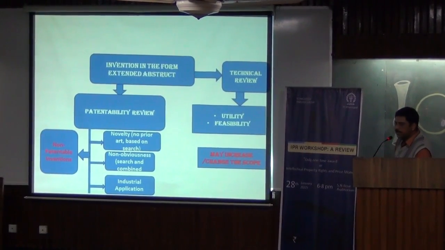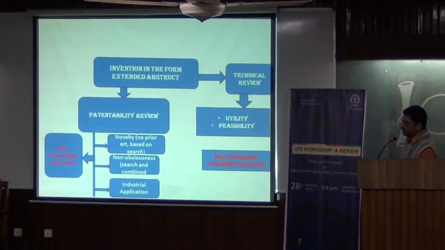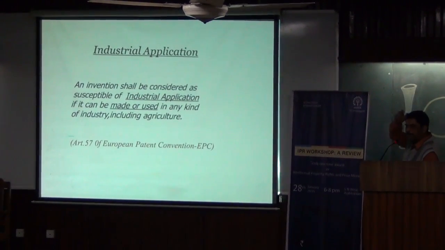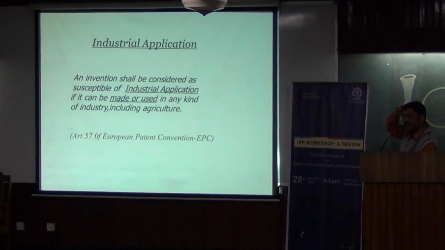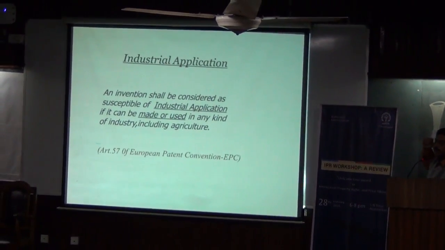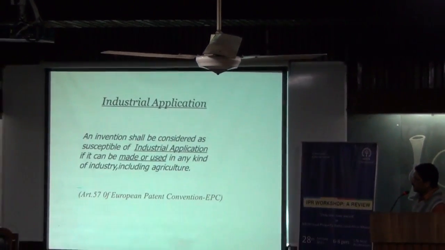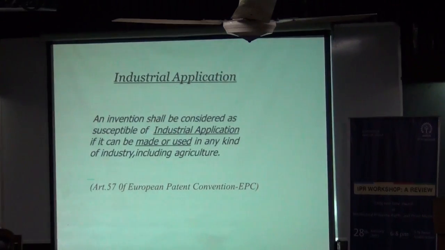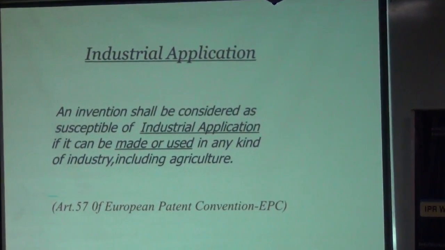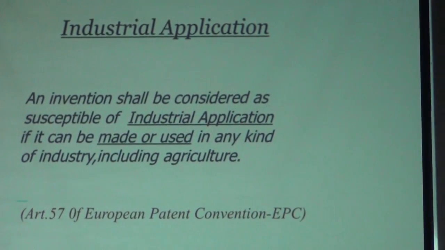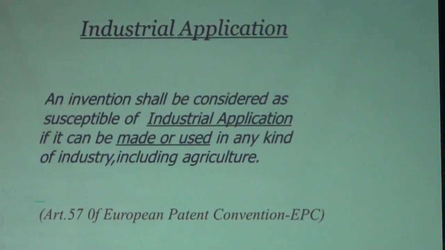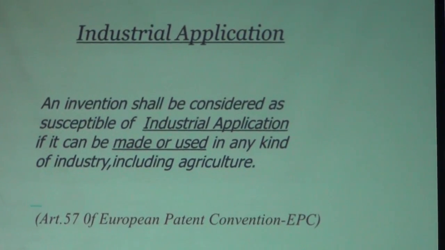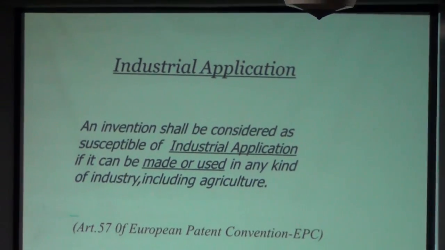Now let me show you a few legal provisions. Coming to the next part, what the court says will help you understand the legal aspects. What the court looks at for industrial application: an invention shall be considered susceptible of industrial application if it can be made or used in any kind of industry, including agriculture. So agriculture is put within the purview of industry. If your device, equipment or product is susceptible, or sometimes we use the word capable, then it will qualify for industrial application.